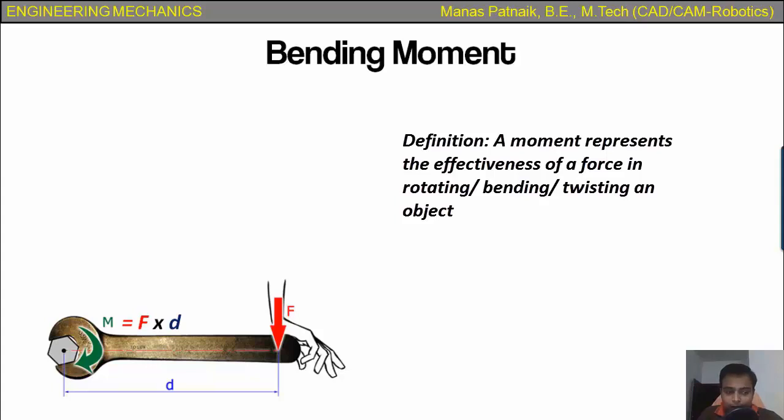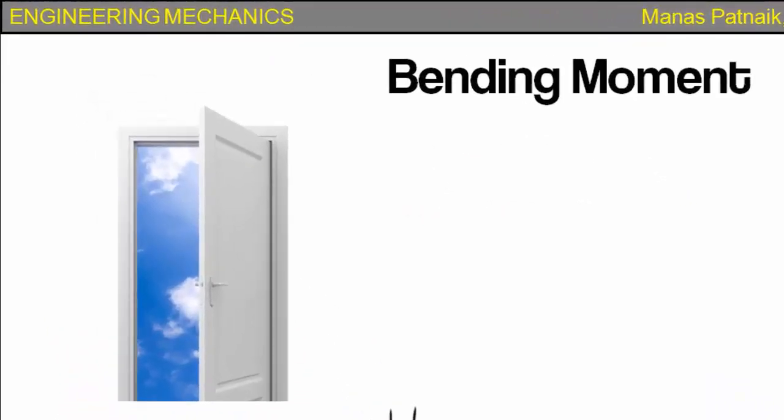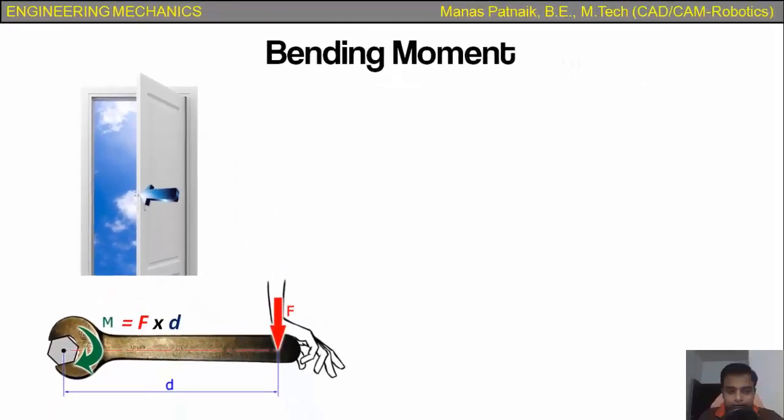Mathematically, moment is just a product of force applied and the perpendicular distance from the pivot. You can also say that a moment represents the effectiveness of a force in rotating, bending, or even twisting an object. If you think of a door, you can either open or close the door with far less effort if you apply the force far away from the hinge than if you apply the force close to the hinge.